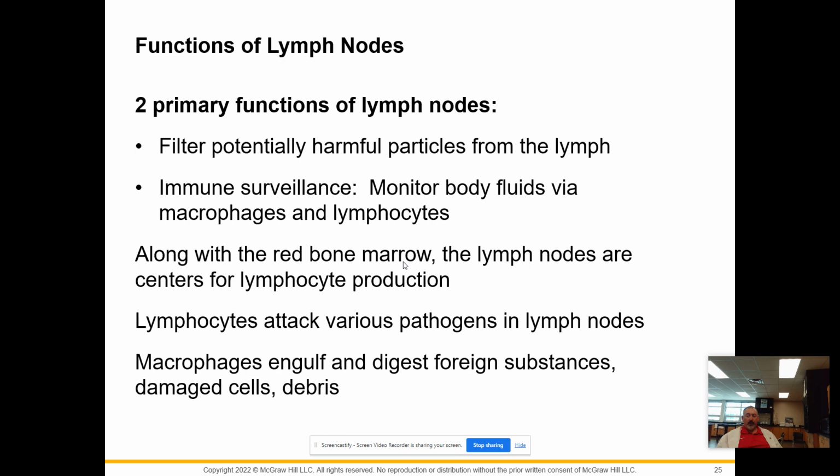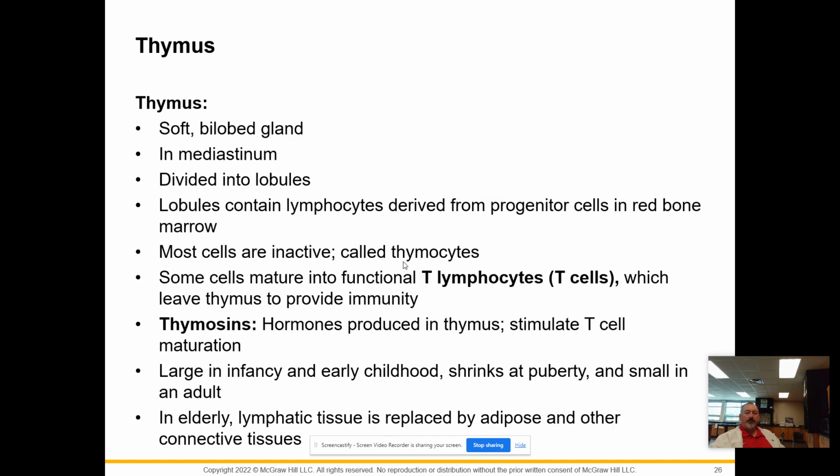Macrophages are going to engulf and digest these foreign substances, damaged cells, and even debris. All right, going from a lymph node to a different organ, a lymphatic organ that's once again encapsulated, and that is the thymus. It's bilobed, and it's going to be in the middle mediastinum, and the mediastinum is specifically right on top of the heart is where this is located.